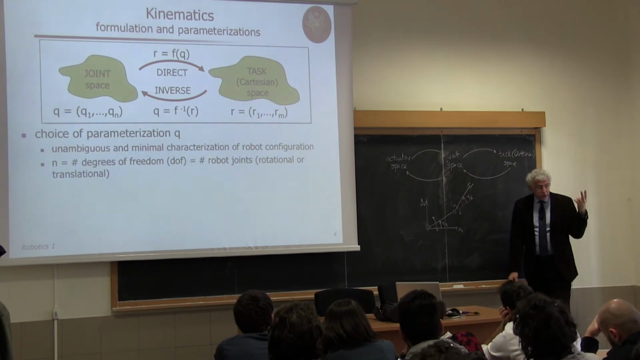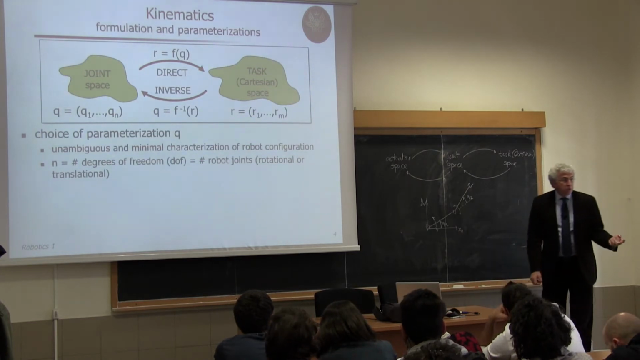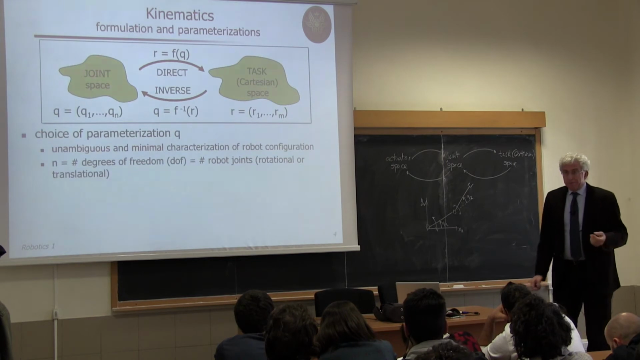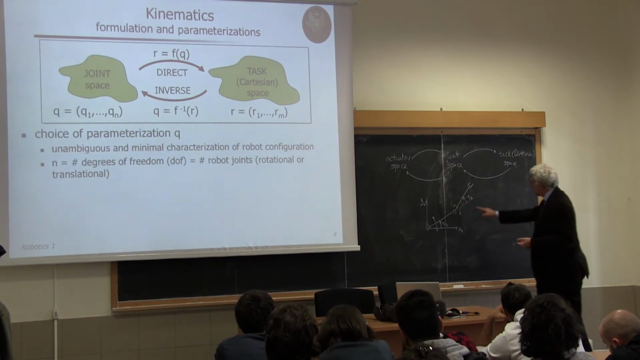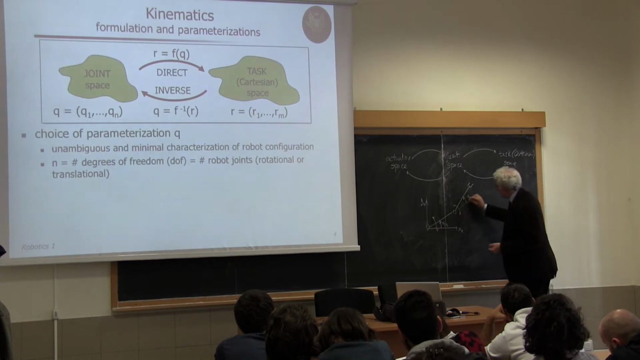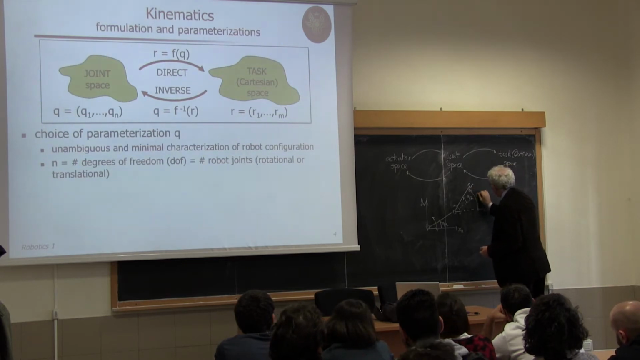The robot has 2 degrees of freedom, 2 joints of the revolute type. I have defined 2 coordinates in the joint space. But why do I use this? Could I use, for instance, this angle? Let's call it q2 prime.